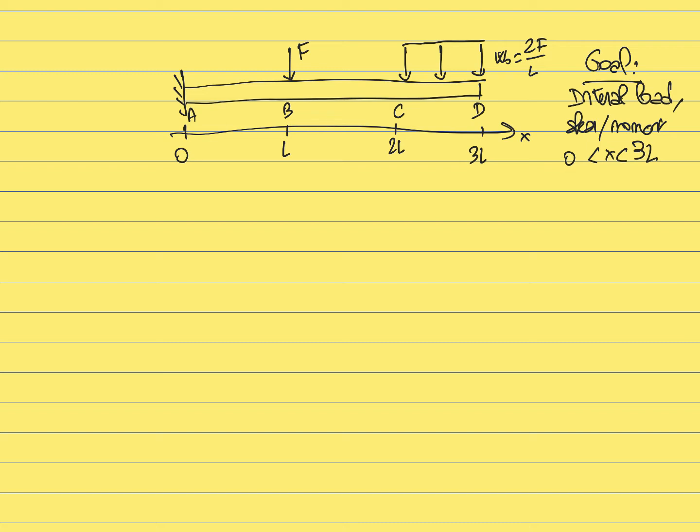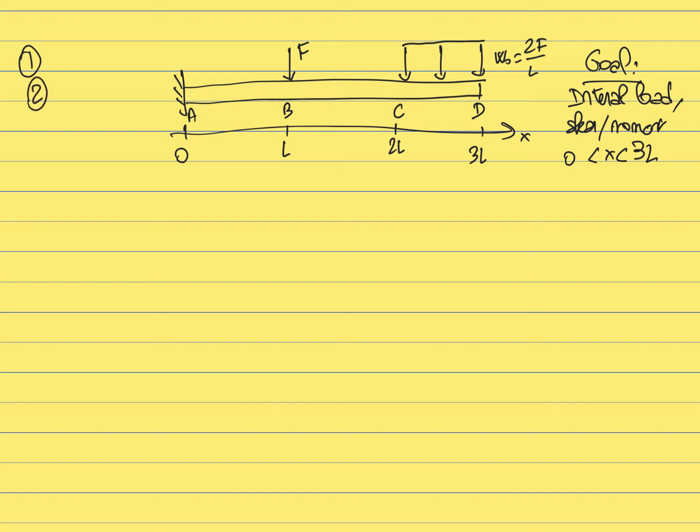To solve this problem, we are going to apply the 5 steps that we have seen in the previous videos, the first 5 steps that should always be followed in a mechanics of material problem. Step 1, drawing the free body diagram. We just did that. We have the free body diagram with the system, that is to say the beam, and the external forces, which are the concentrated force F at x equals L, and the distributed load between L and 3L.